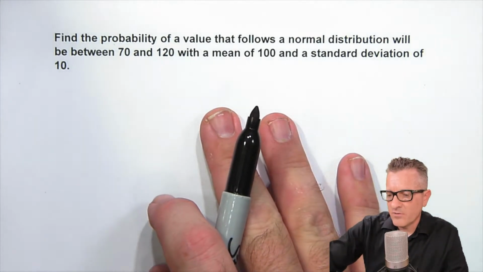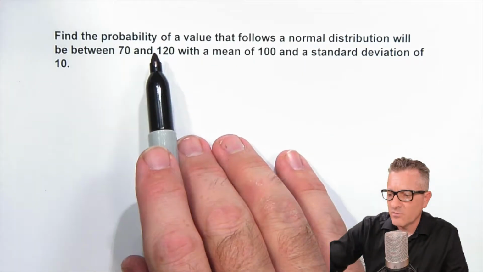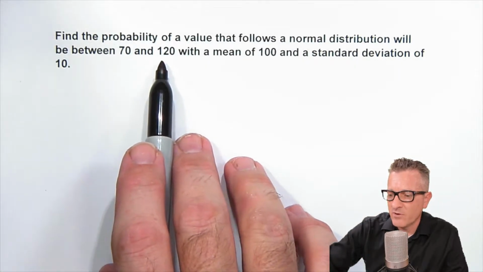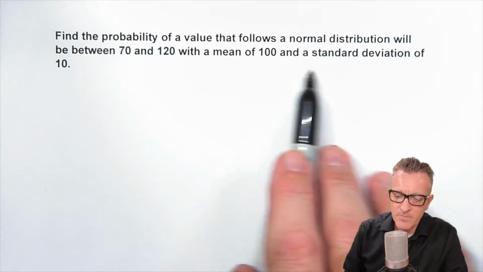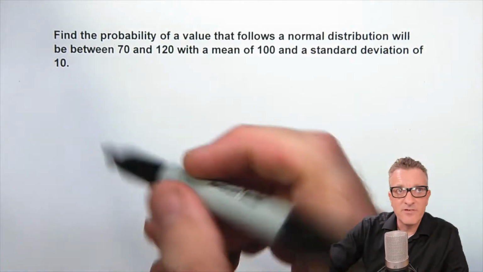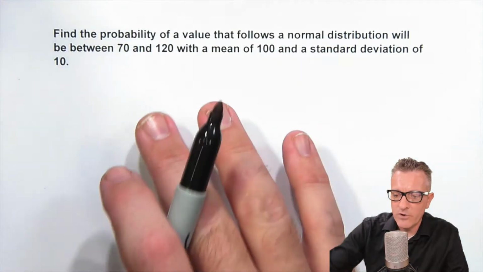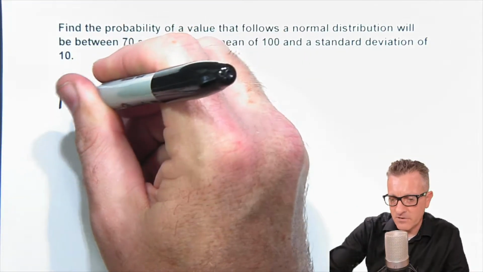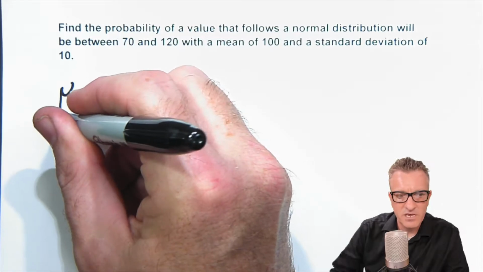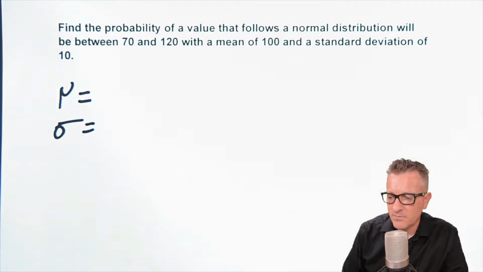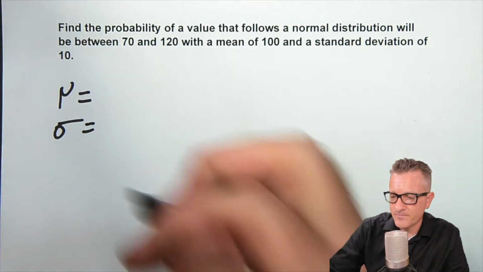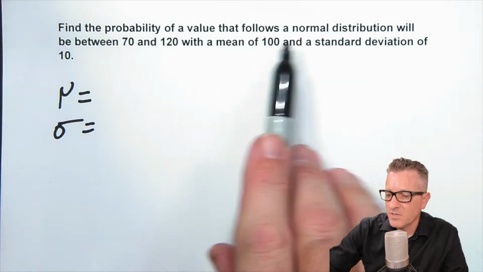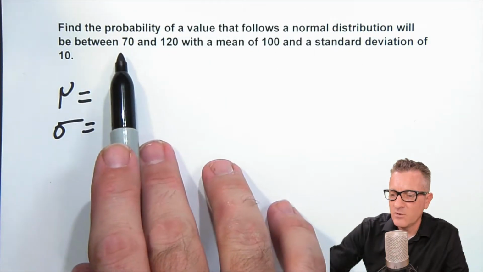It says find the probability of a value that follows a normal distribution will be between 70 to 120 with a mean of 100 and a standard deviation of 10. Okay, so as I've mentioned before, we always want to write down what we know. A couple things that we know here: we have mu, we have our standard deviation, and then the x is going to be a little bit different on this one, so we'll do these first two.